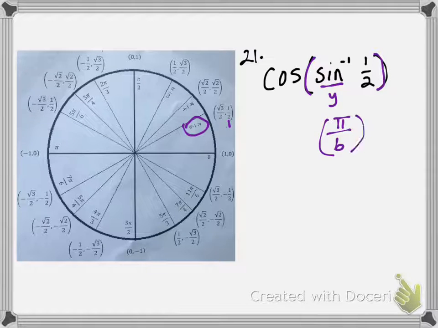Now just bring down the cosine. And now you're asking yourself, oh, well, what's the cosine value? And I see that it is in fact the square root of 3/2.